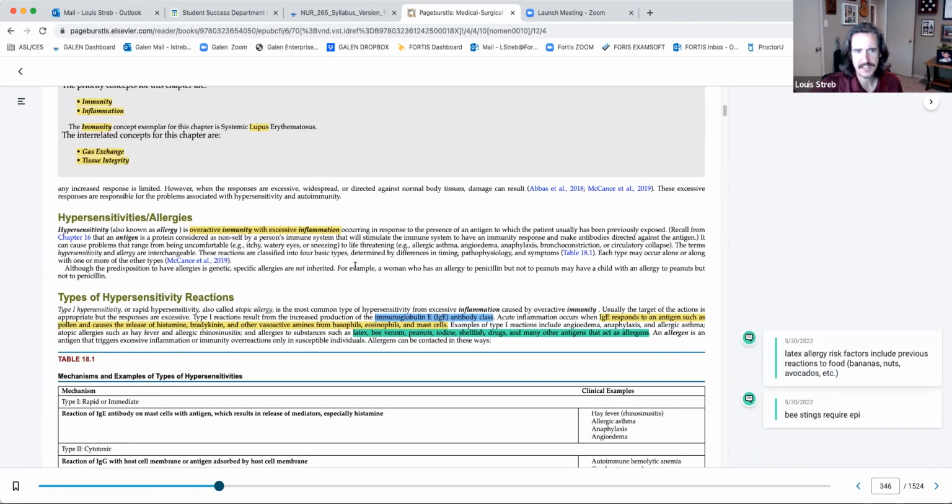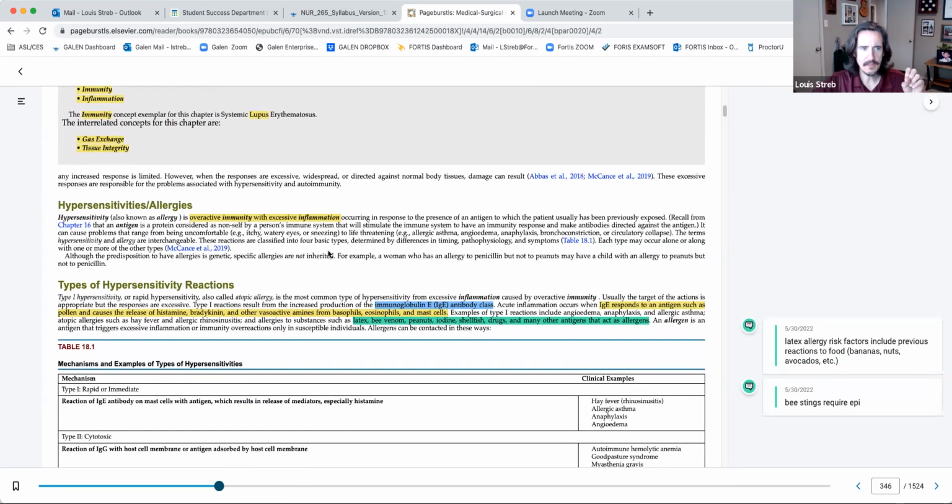This might really help you understand a few things. When we think about a hypersensitivity, we think about an allergy. We're just talking about an overreaction of immunity with excessive inflammation. It means your body notices something, right? If you keep reading here, when you think about a hypersensitivity, you think about an allergy. There are different phases, like a type 1 hypersensitivity. You can go down and look at type 2 and the rest of them.